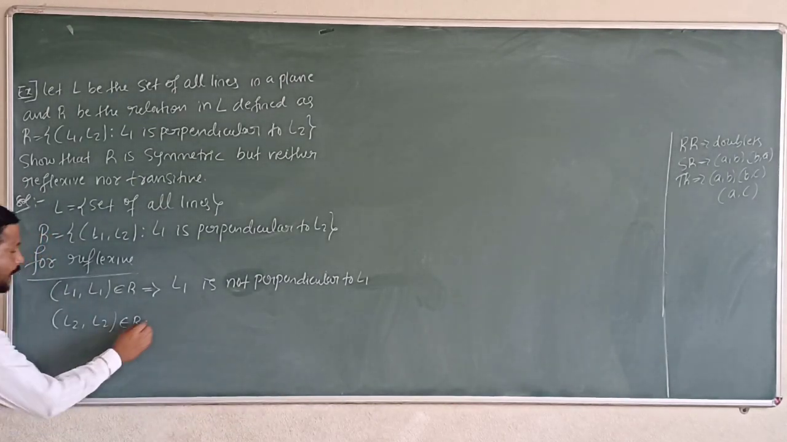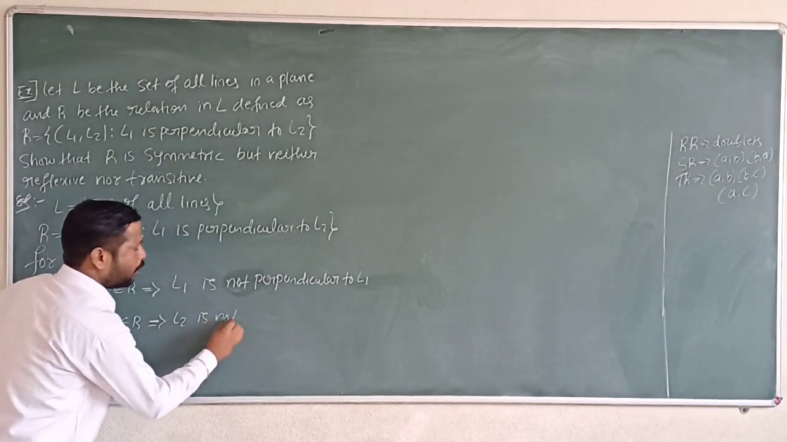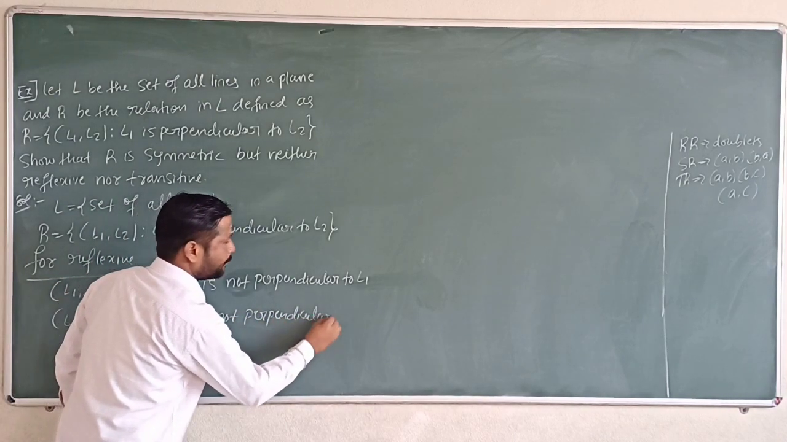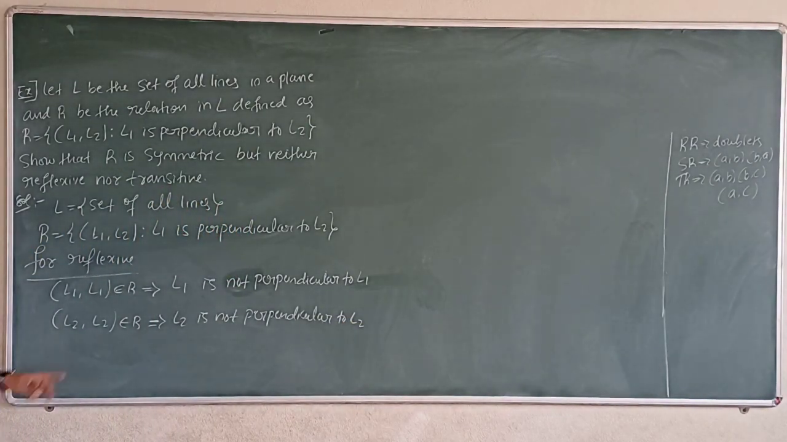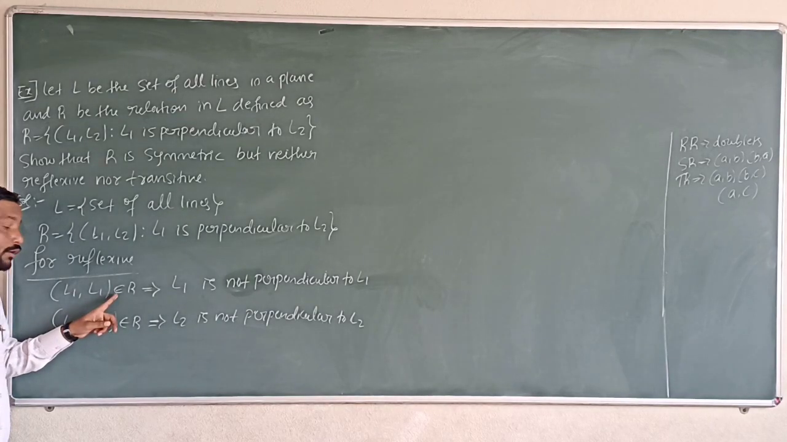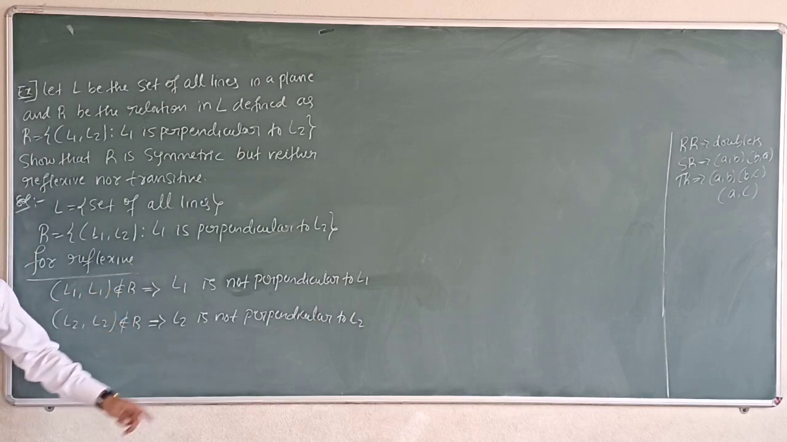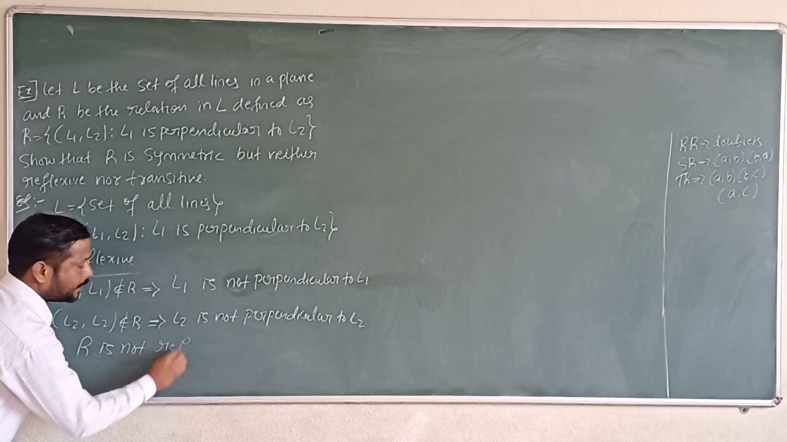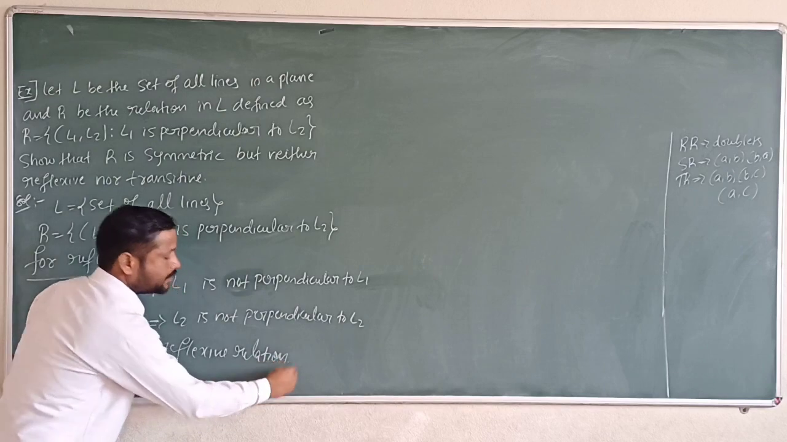Okay, same as it is now. The second one is what here? L2 is also not perpendicular to what here? L2 is not perpendicular. So therefore, it does not belong to R, because the relation is not satisfied. So therefore R is not a reflexive relation.